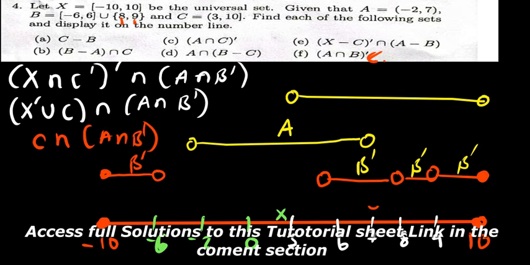Now we are interested in C, and we have got A. A is -2 all the way to 7, not included. -2 not included, 7 not included. That is A. Then C is 3 all the way to 10, not included, and 10 included. That is C.